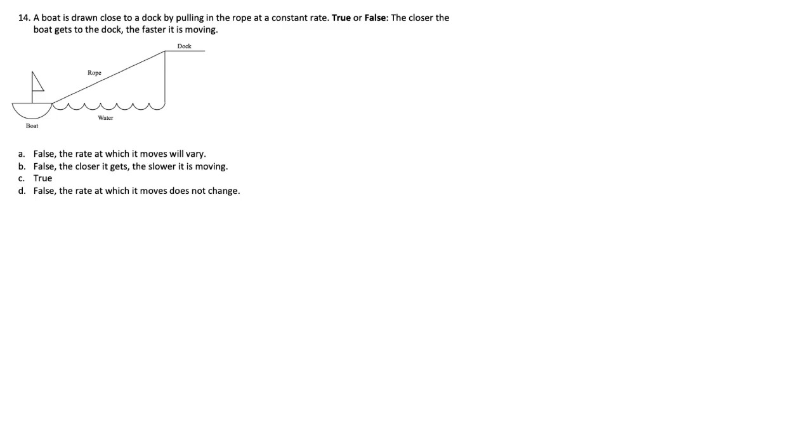A boat is drawn close to a dock by pulling in the rope at a constant rate. True or false? The closer the boat gets to the dock, the faster it's moving. This is true because the rope is being pulled at a constant rate. The reason for this, notice as the boat gets closer to the dock, that slope of the line between the boat and the dock gets steeper, which indicates that it's moving at a faster rate.